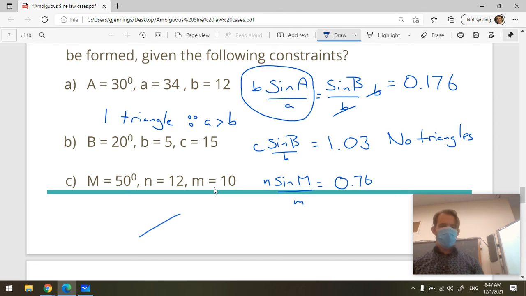Here, we just need to draw a quick diagram here. Here's my 50 degrees. It's not quite 50 degrees, but this is just a diagram. And we have a side 12, and this is side 10. This is now looking like that pendulum that can swing and touch twice. It's shorter than the arm that it's being hung by. So it can hit the C line at 2 points. We know that this is 2 triangles.